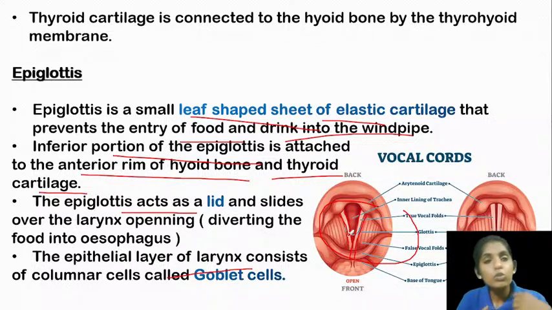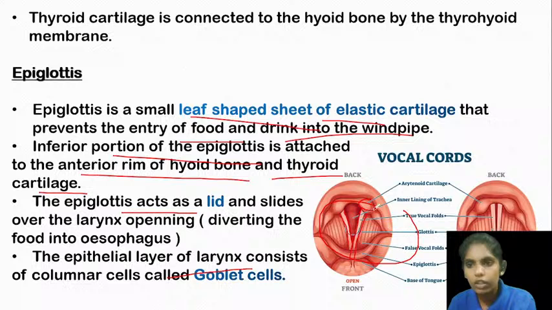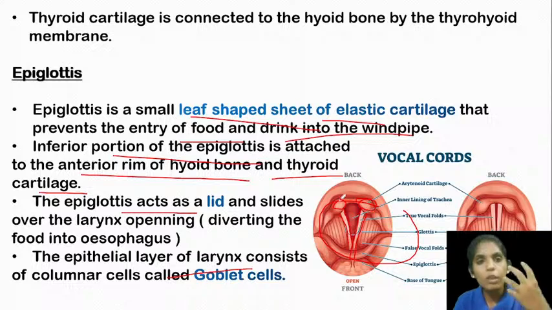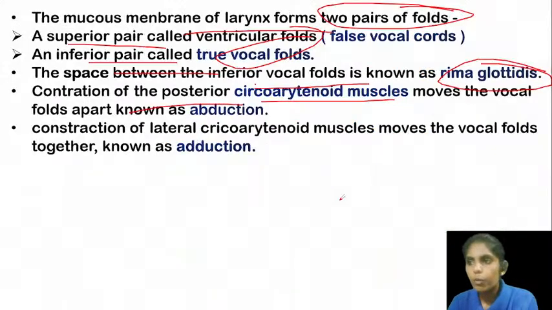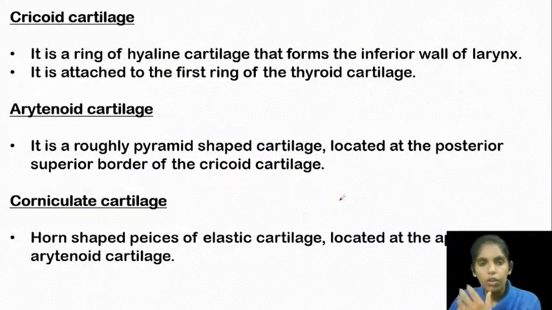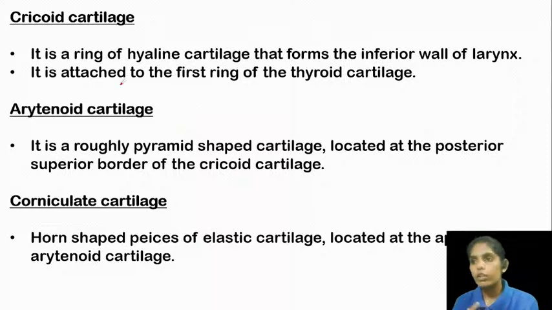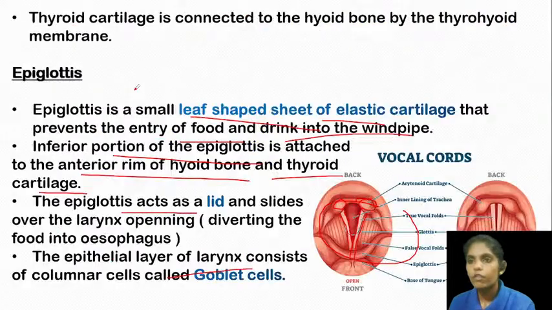Whenever we try to shout or speak in a high pitch voice, the arytenoid cartilages here will contract strongly and they will try to produce a high pitch voice. So that is about the vocal cords. Now the cricoid cartilage. It is a ring of hyaline cartilage that forms the inferior wall of the larynx. So here I will show you.